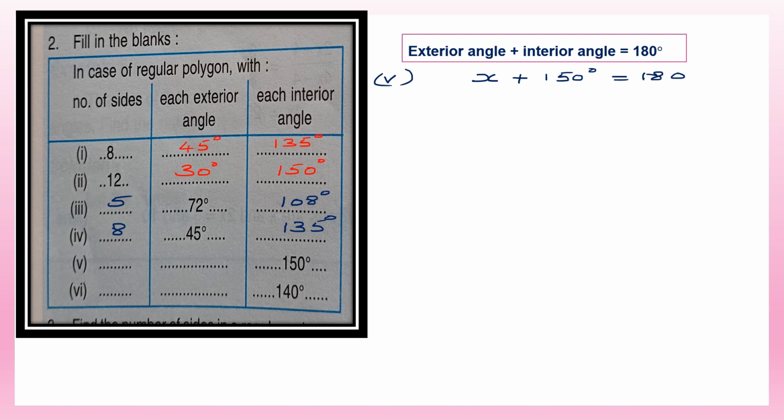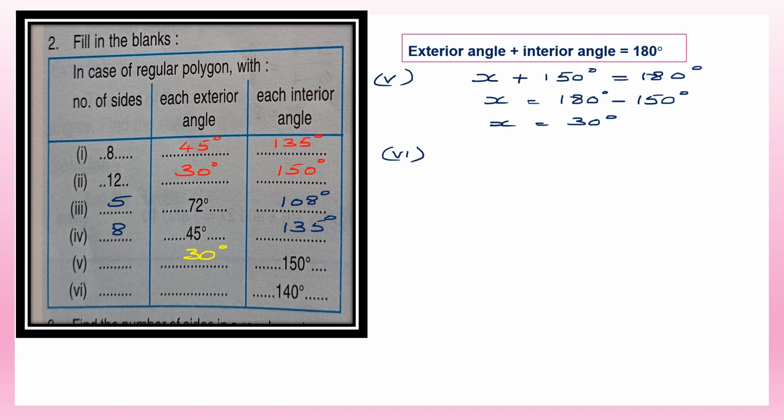Now to find the value of x, we say 180 degrees, that is on the right hand side, minus 150 degrees. So x will be equal to 30 degrees. So for the fifth one, x is 30 degrees, which is the exterior angle. So let's write that, 30 degrees. Now, let's find the exterior angle for question 6.